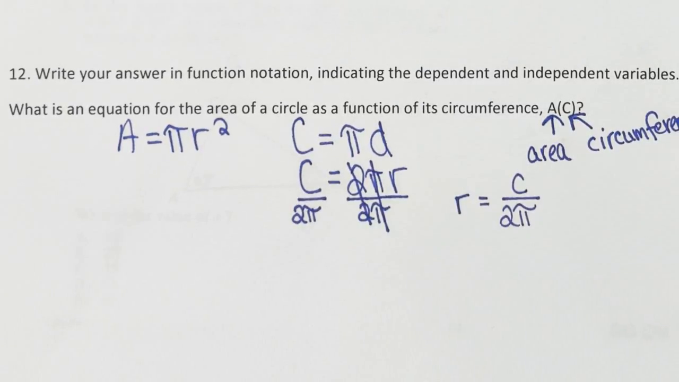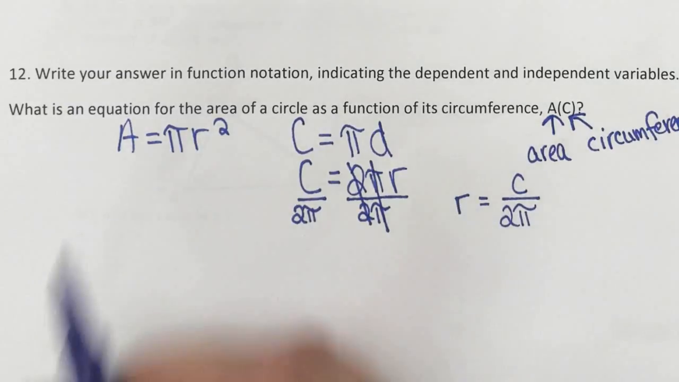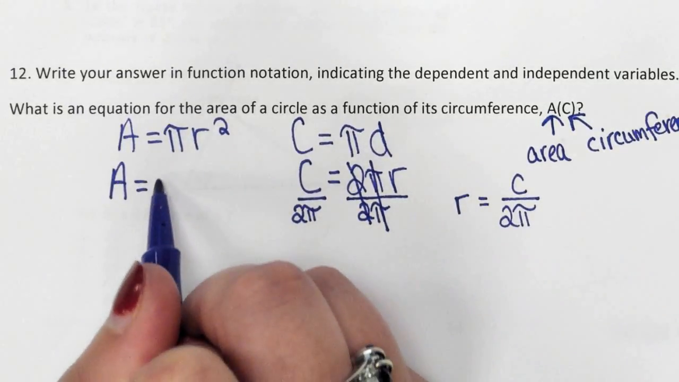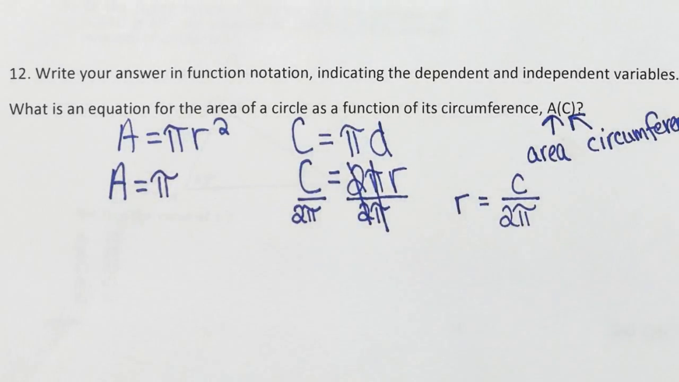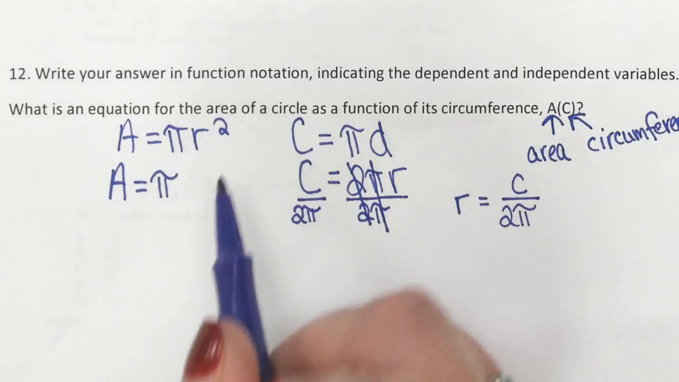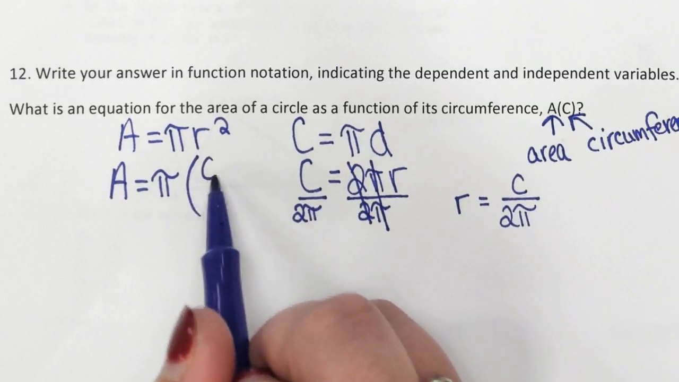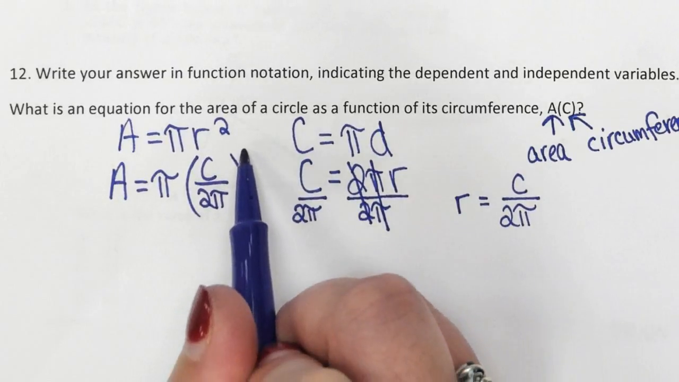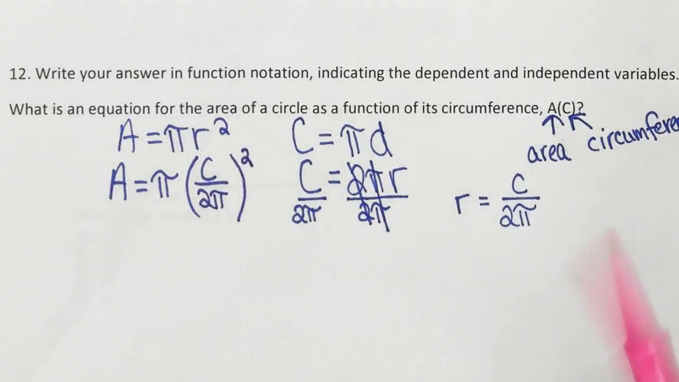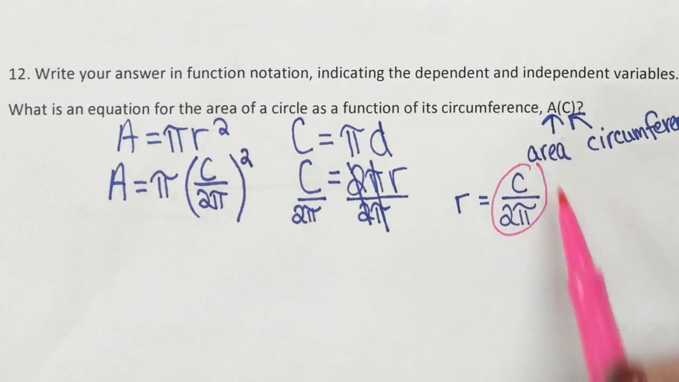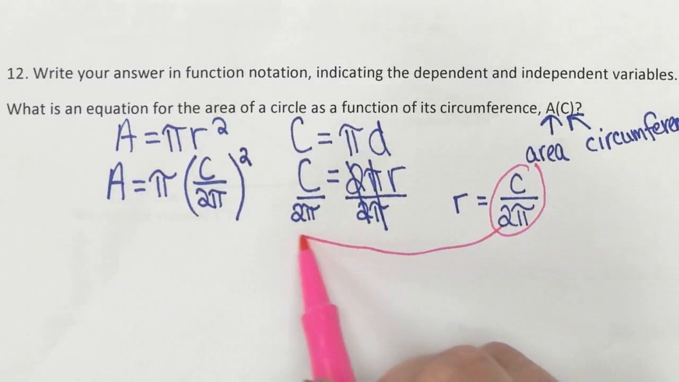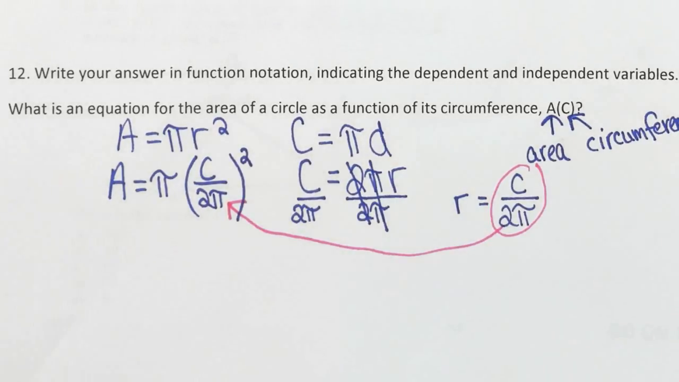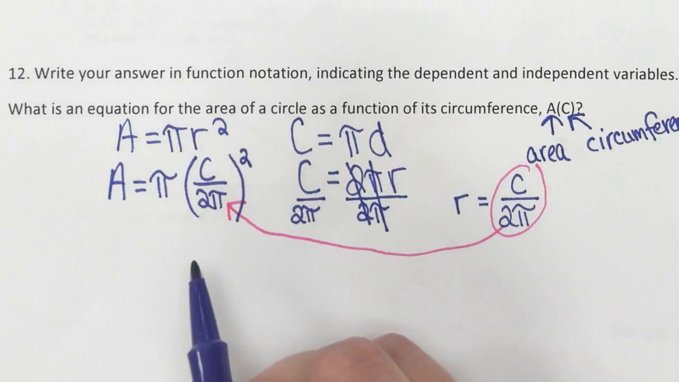All right, so I get to plug this in. You ready? So I'm going to say A equals pi, but I'm not going to say r squared because I know what r is now. What is r? Circumference over 2 pi. But that r was squared. So this little guy right here is r, and all I did was plug him in for r. Does that make sense to everybody?